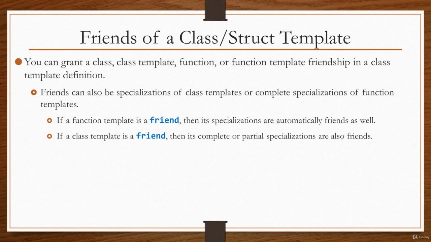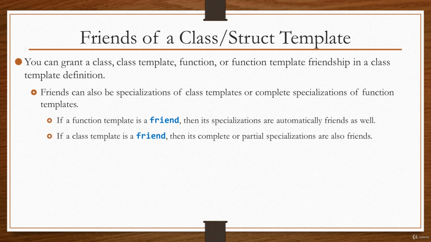In this video, I'll talk a bit about friends of a class or struct template. You can grant a class template function or function template friendship in a class template definition. Friends can also be complete specializations of class templates or function templates. Now, if a function template is a friend, then its specializations are automatically friends as well. I'll show you a couple of examples in this video.